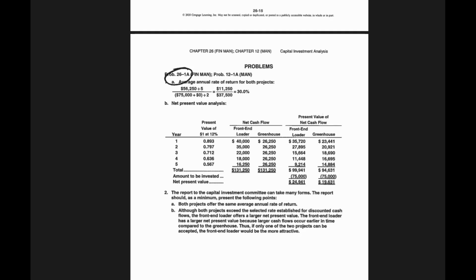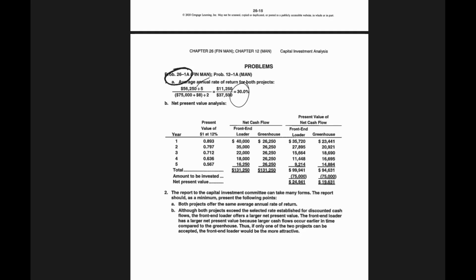Compute the following. First, average rate of return. Rate of return would mean we're looking at income, not cash flows. Average rate of return is income. So the first thing we do, front end loader, $56,250 divided by 5. The investment of $75,000, and there is no residual value, so 75 plus 0 divided by 2 gives us a rate of return of 30%. Ironically, that's the exact same answer for both front end and greenhouse.